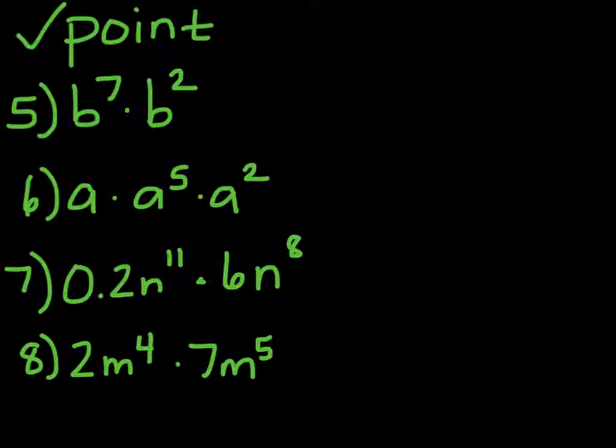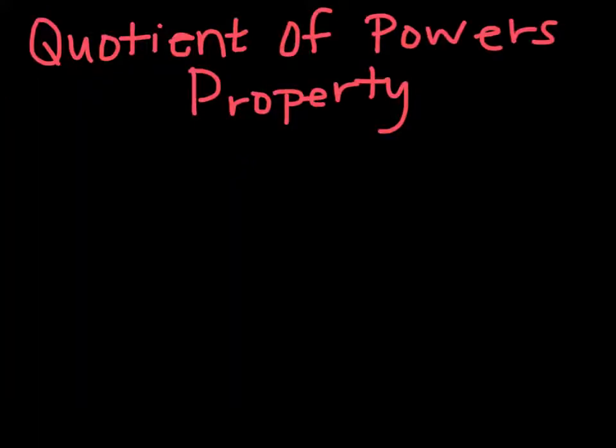Now try these 4 problems that use variables or monomials with exponents. Press pause while you work, and when you come back, we'll discuss quotients. Let's learn the quotient of powers property. To divide powers with the same base, subtract the exponent of the denominator from the exponent of the numerator. For example, let's take a to the 5th and divide it by a squared.